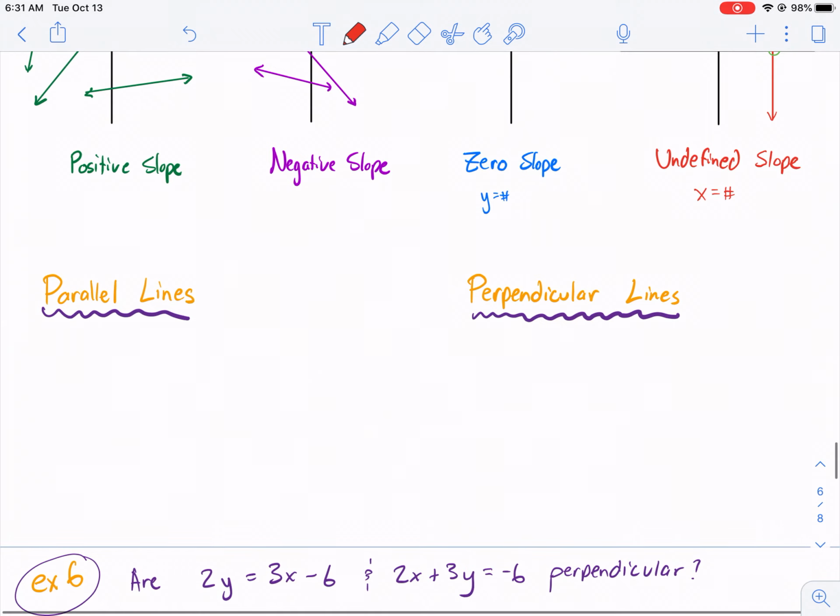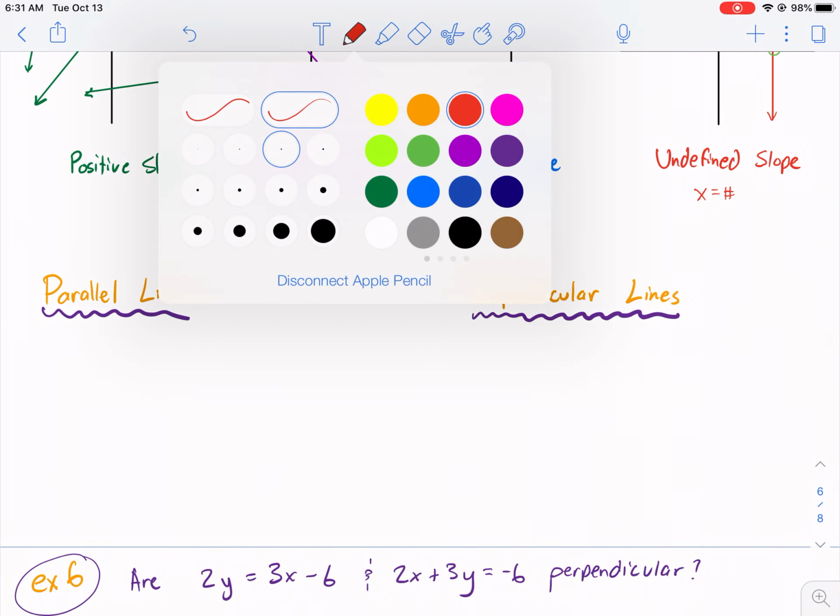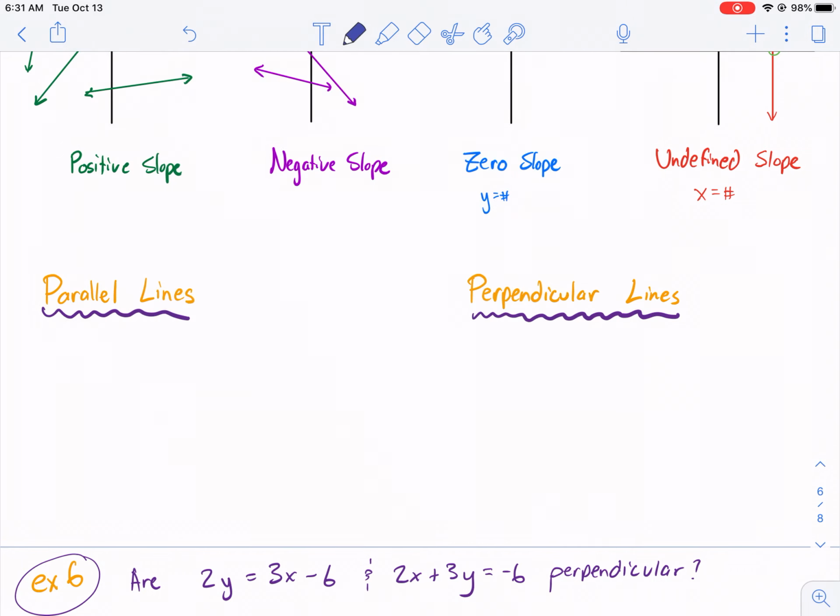Okay, so parallel lines and perpendicular lines. Parallel lines, just a little bit about them. We know that these are lines that don't intersect. Lines that don't intersect or cross. That's the same thing, that don't intersect. Okay, that's one thing about them. The most important thing about them is they have the same slope. Okay, they have the same slope.